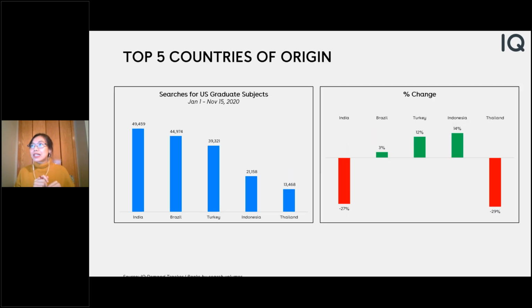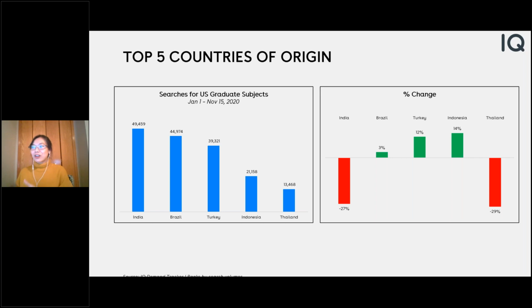So last one here before I switch over to our tool, I would like to show you the countries of origin. Of course, top 5, it's almost the same type of users that we had for undergrad. So we have India here, Brazil, Turkey, Indonesia, and Thailand. So we see some positivity coming from Brazil, Turkey, and Indonesia, which is great. And with the numbers from Open Doors, I think Brazil for postgrad is going up by 1.7%. So kind of tiny. And then for us, we only showed a 3% increase, but that's still a good thing. Let's just take a look at India here, where we saw a 27% decline in searches from Indian students to the US. And that's bigger than anything else.